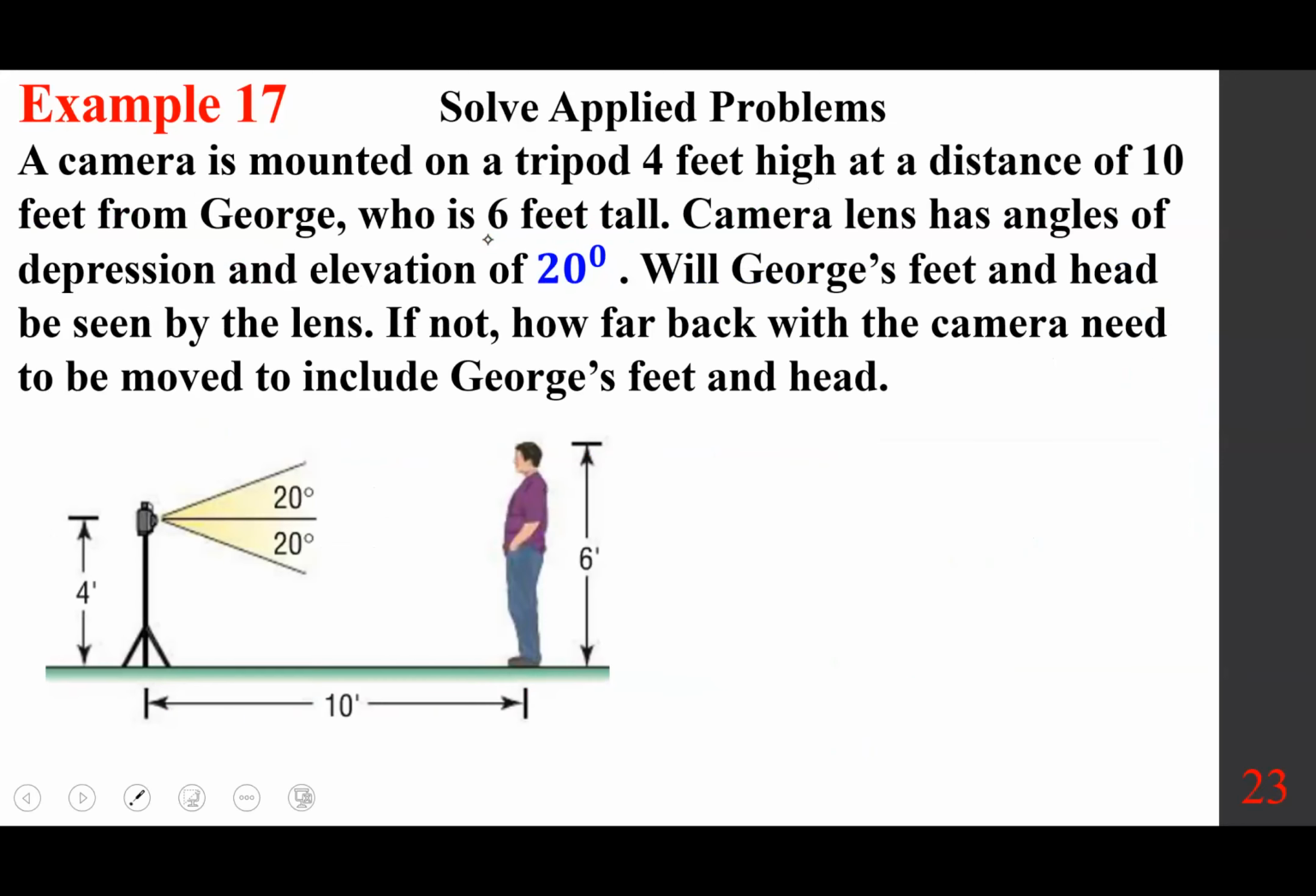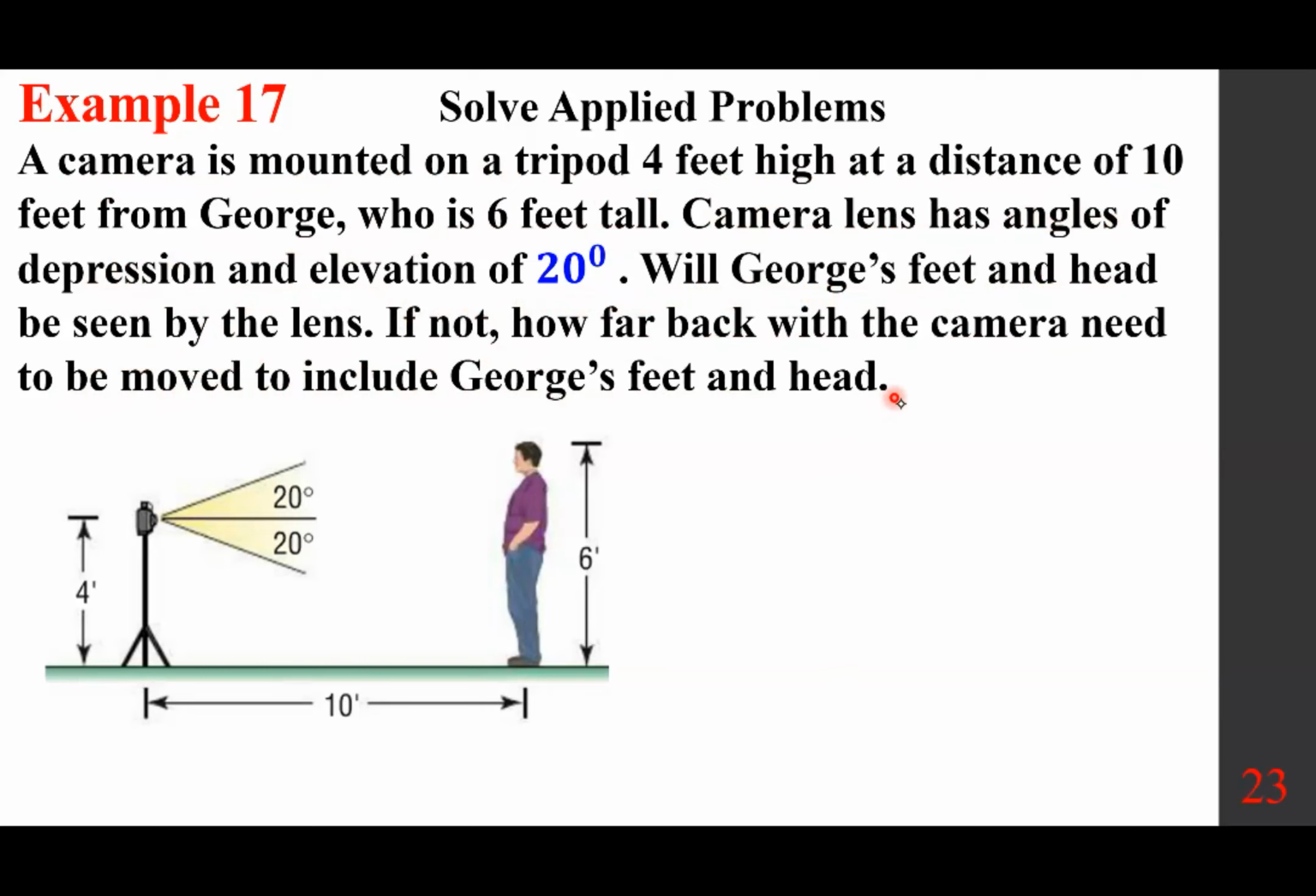Here's the last question. Could somebody read this for us? Anybody? Last question. Let's go. A camera is mounted on a tripod 4 feet high at a distance of 10 feet from George, who is 6 feet tall. Camera lens has an angle of depression and elevation of 20 degrees. Will George's feet and head be seen by the lens? If not, how far back would the camera need to move to include George's feet and head?